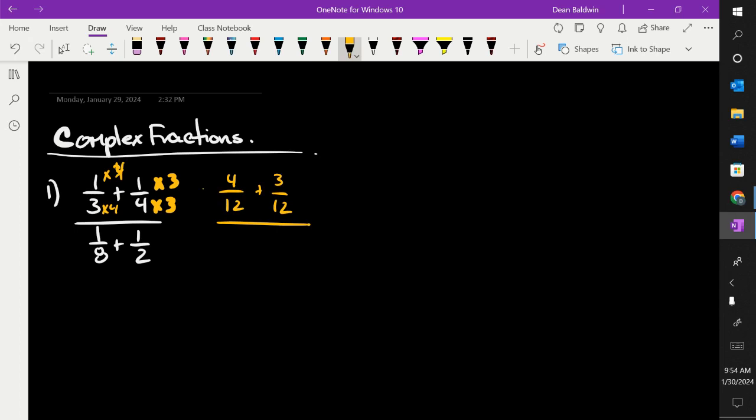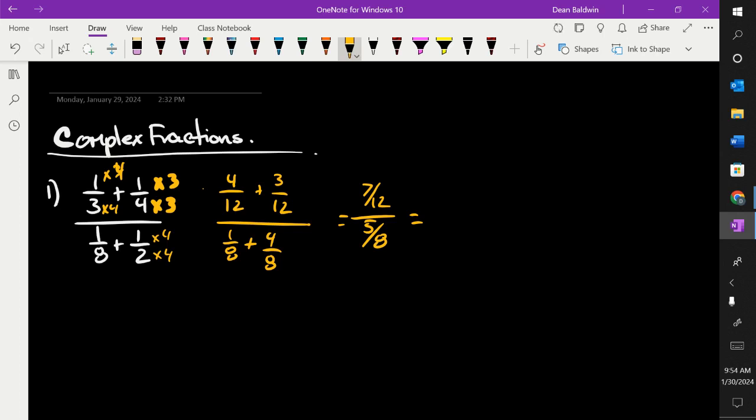What's the common denominator for the bottom? 8. So we just multiply this one by 4, by 4. And obviously, if you can do this in your head, you don't have to show all the work. Now you have a common denominator, so you can add the numerators. So the top becomes 7 over 12. The bottom is 5 over 8.